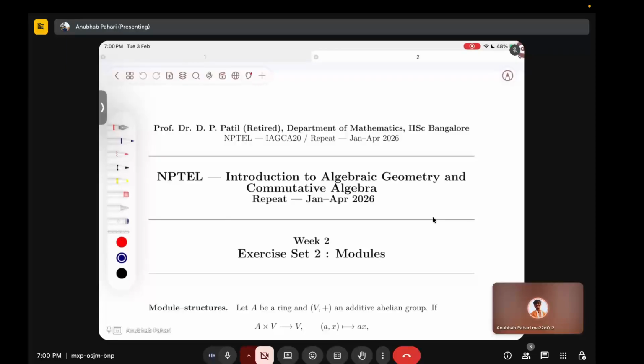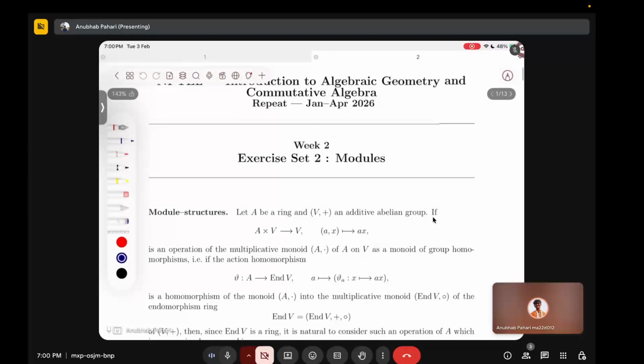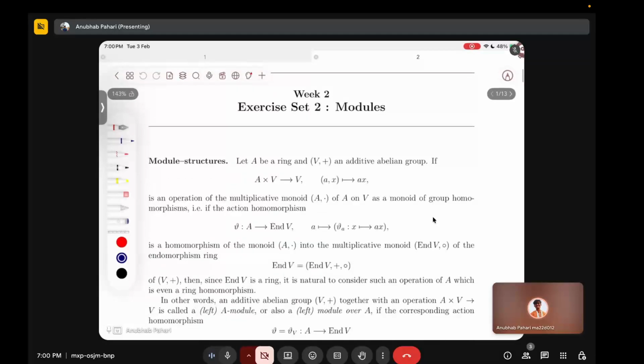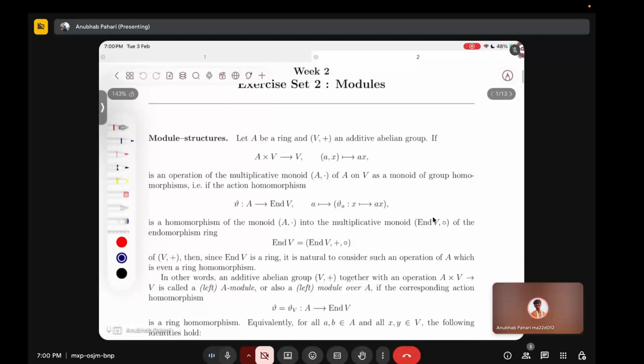Okay, so this week's topic is module theory. Let us go through the module structures first, then we'll start doing the assignments provided by the professor.